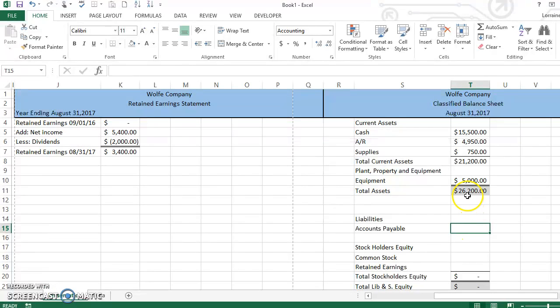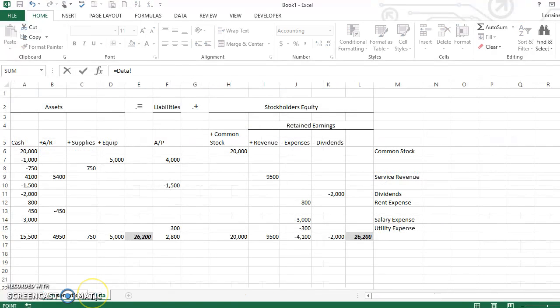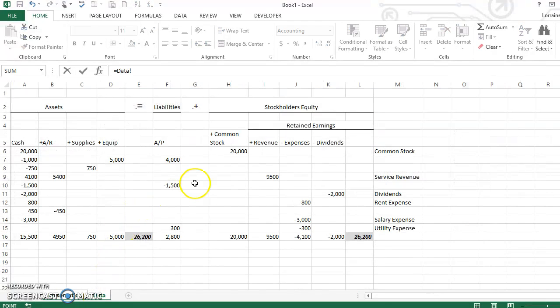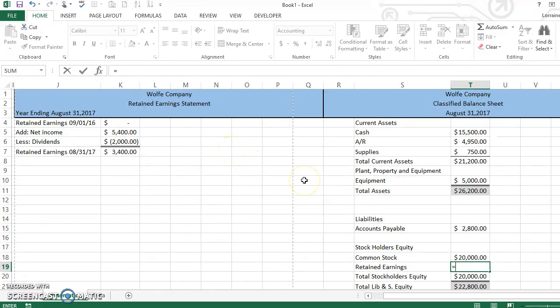So we have $26,200, and if we see we have $26,200 here, and then we also need to plug in our liabilities. So we've got our accounts payable, and then our stockholders' equity. Our common stock is already given to us, which is $20,000, and then our retained earnings.